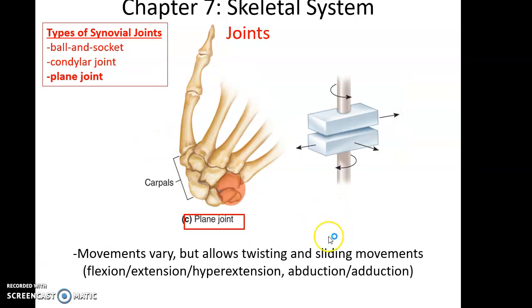Then we have plane joints. Plane joints are where you have two basically flat surfaces next to each other, and the bones then are allowed to slide next to each other or twist even. So movement can vary, but it's twisting and sliding, so it could be things like flexion, extension, hyperextension, or abduction, adduction. So for instance, the carpals that help to form the wrist joint are mostly forming planar joints.